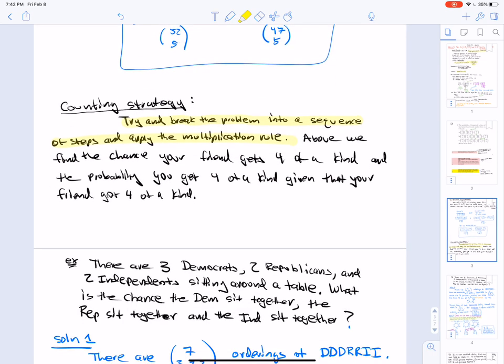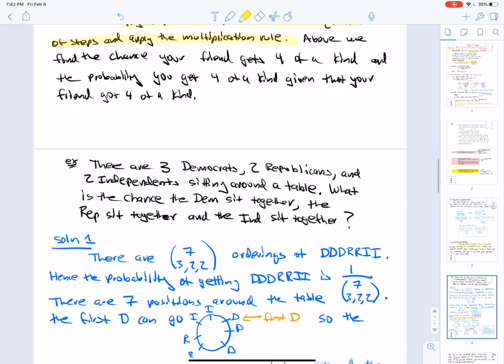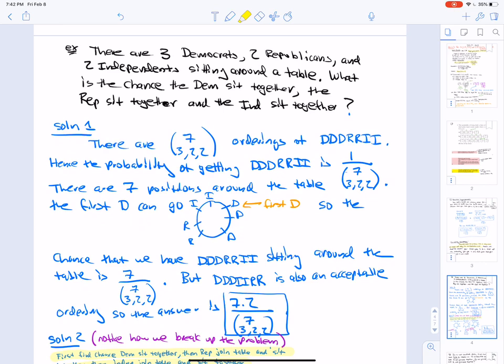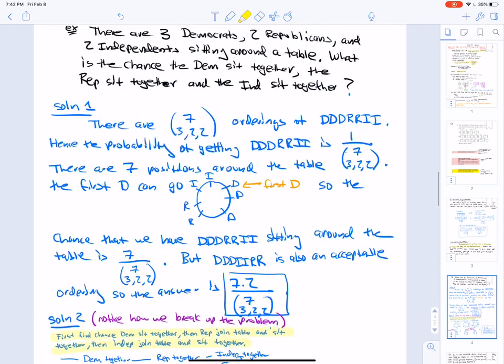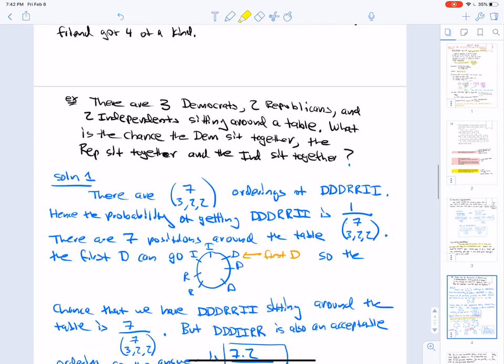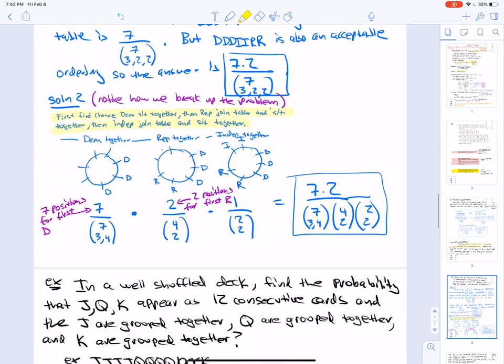So this introduces a counting strategy where we try and break the problem into a sequence of steps and apply the multiplication rule. So here's another problem. There are 3 Democrats, 2 Republicans, and 2 Independents sitting around a table. What's the chance of the Democrats sitting together, the Republicans sitting together, and the Independents sitting together? Well, I've written out 2 solutions, but I'm going to go over the second one, which sort of illustrates this strategy of breaking up into smaller problems.